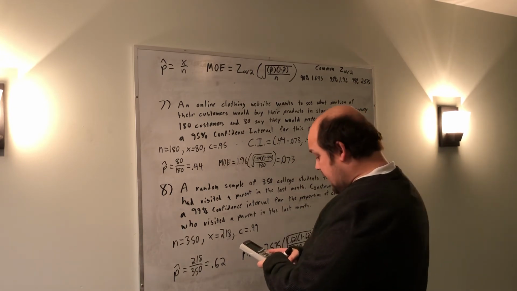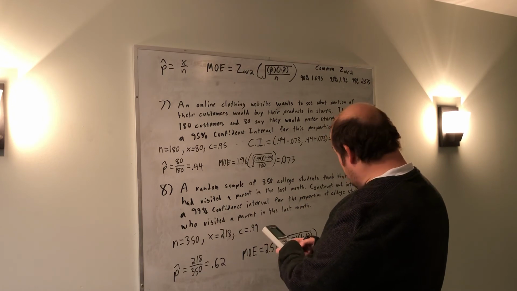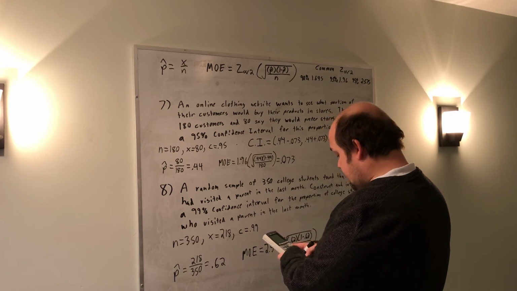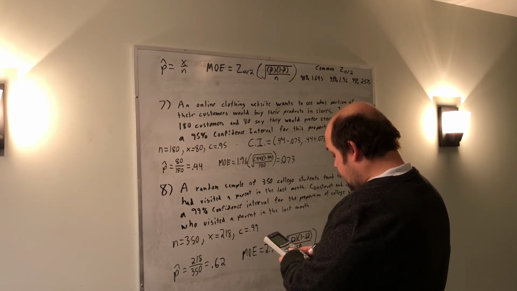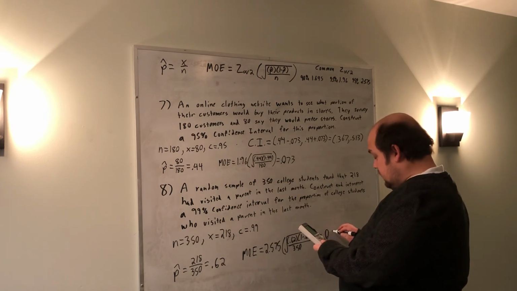When I put that in my calculator, 2.575 times the root of 0.62 times 1 minus 0.62 divided by 350, all under the root, I get a margin of error of 0.067.